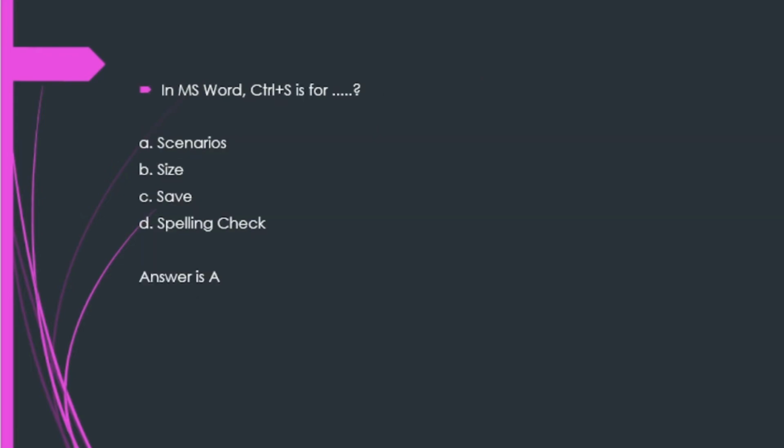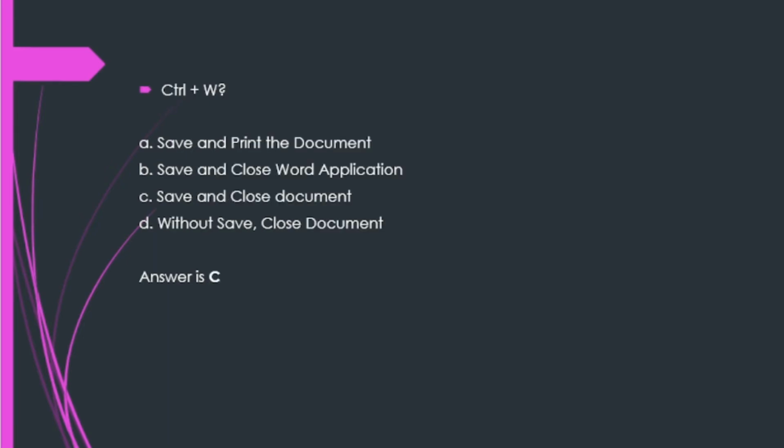In MS Word, Control plus S is for. The correct answer is A. Save. Control plus W. The correct answer is C. Save and close document.